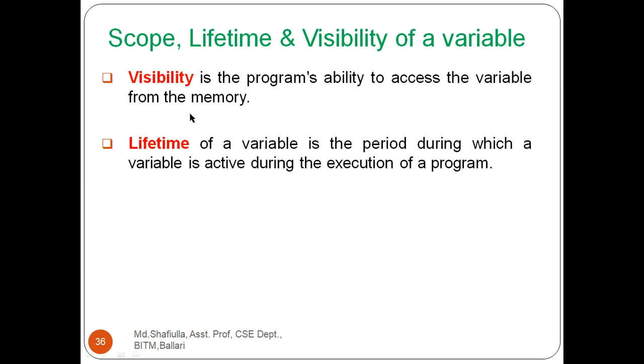Then what is visibility? Visibility is the program's ability to access that particular variable from the memory. And the lifetime of a variable is the period or duration during which a variable will be active during the execution of a program. Lifetime is nothing but its life, how long it is going to remain.